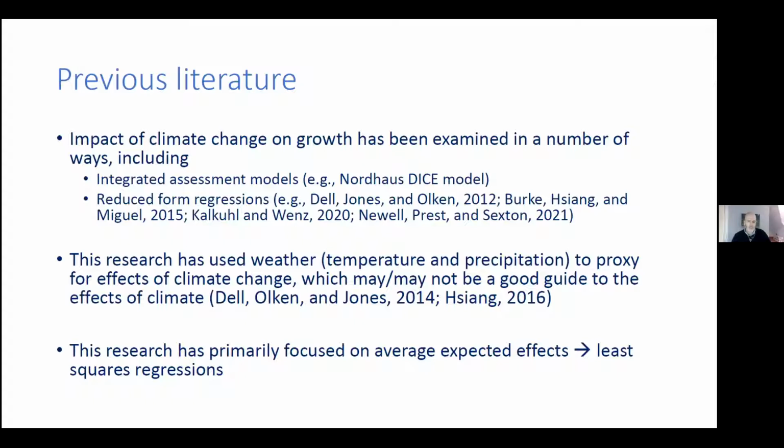Importantly, this research has used weather, right? Typically temperature and precipitation, because those are variables for which it is relatively straightforward to get large cross-country data sets for long time periods. Right? The research has used weather to proxy for the effects of climate change, and it's not a straightforward decision, right? It may or may not be a good guide to the effects of climate, as has been discussed in the related literature, right? And why may temperature or precipitation, year-to-year fluctuations in weather not be a good guide to the effects of climate?